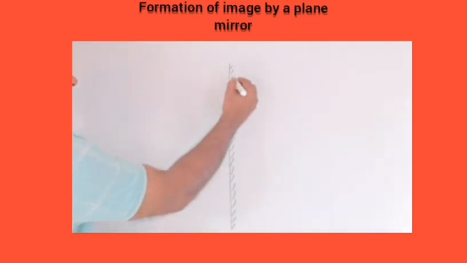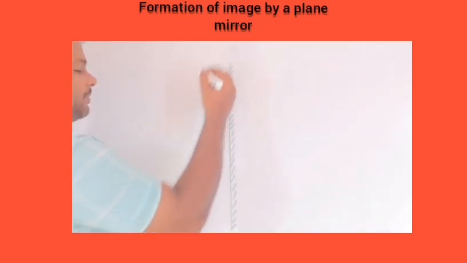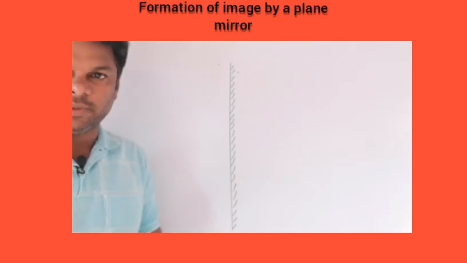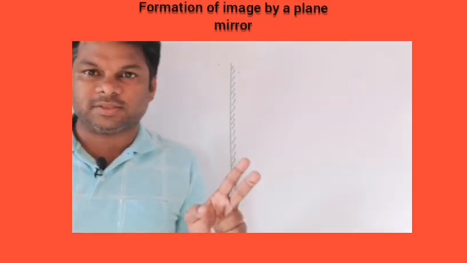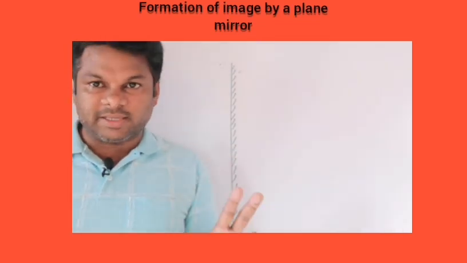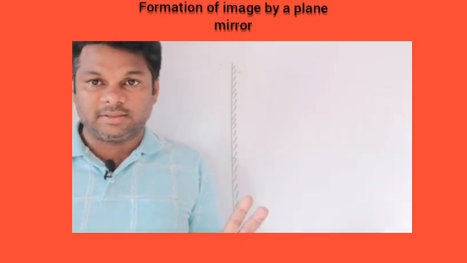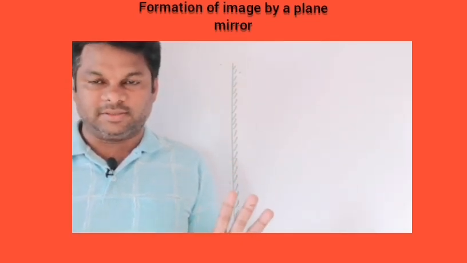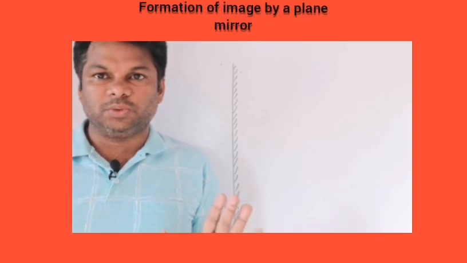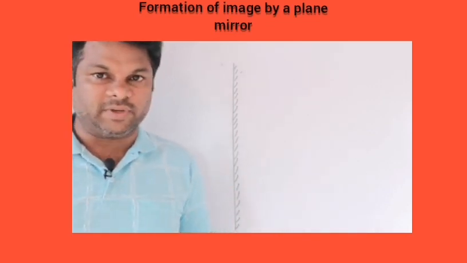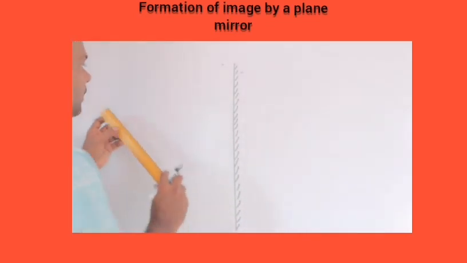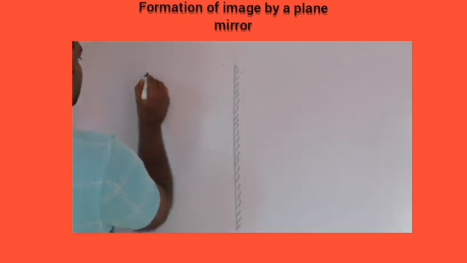Now this is an opaque surface and here it is a plane surface. How many surfaces for the plane mirror? Two surfaces. One is a reflecting surface, another one is an opaque surface. So I'll choose one object here.